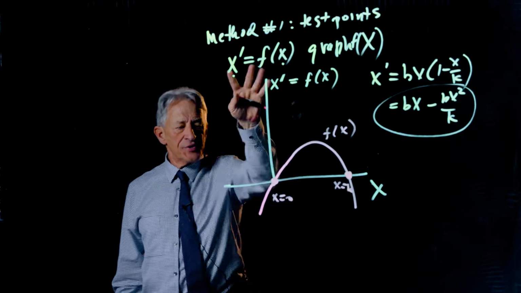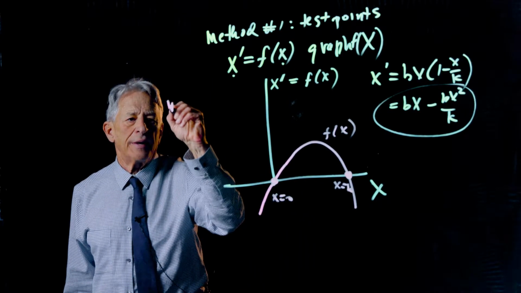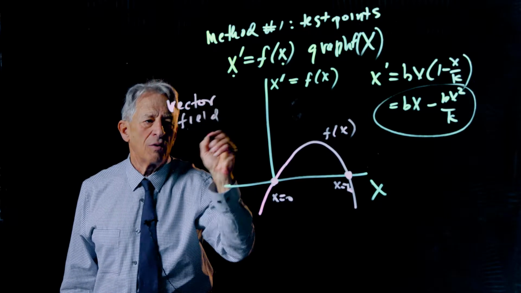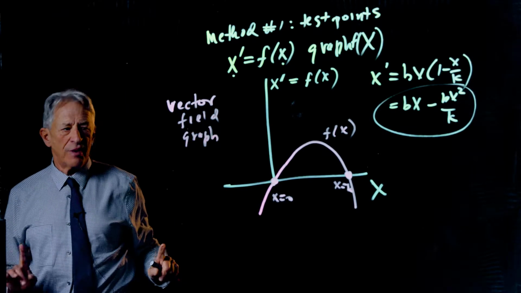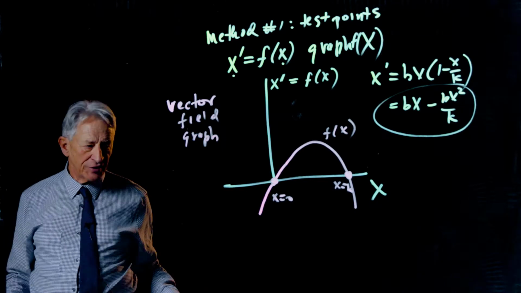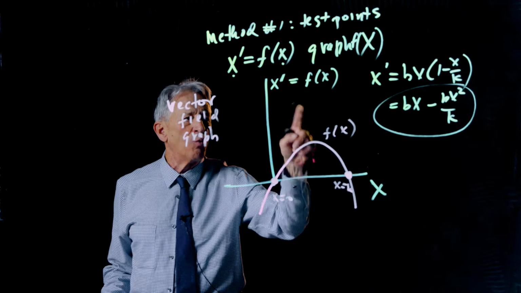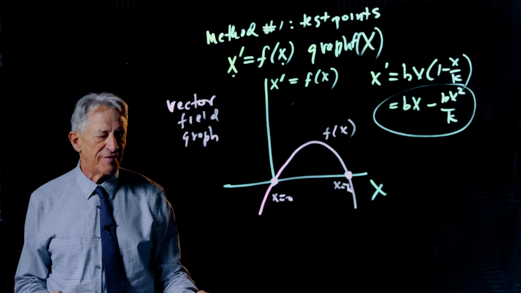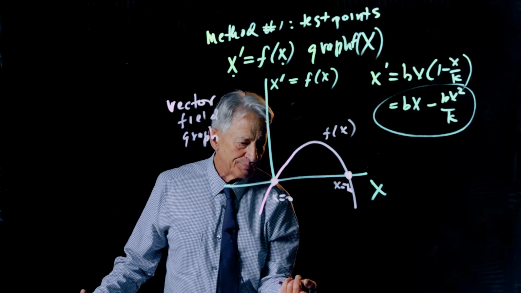So this kind of graph we're going to call a vector field graph. And it's different from every other kind of graph you've seen before. It's not a state space. It's not a vector field. It's a plot of a function that is the one-dimensional vector field against the value of x. So this equation looks like that.